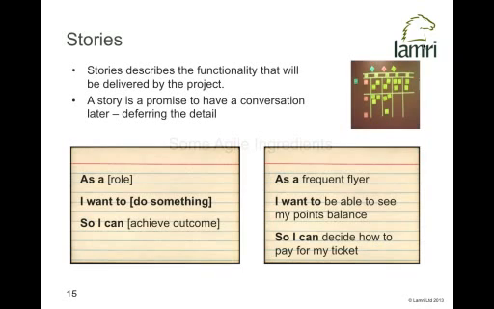Okay, so look at some of the ingredients now. First ingredient is the idea of a story. And the really interesting thing about the story is you think of it in terms of it's a promise to have a conversation later. It's about deferring the detail, because you remember people are really poor at writing down all the detail when you first ask them to do it.